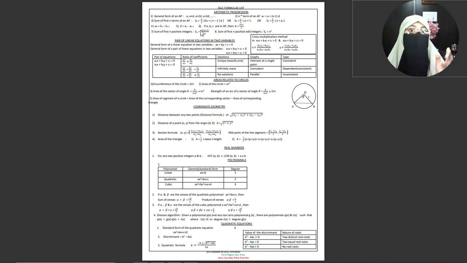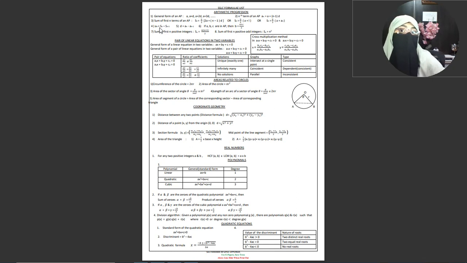Or if the first and the last term are given, then you can use the Sn formula, that is n by 2 into a plus l, where a is the first term and l is the last term. One more formula is given for you if you know the last term. l and an mean the same, but it is represented in a different form.